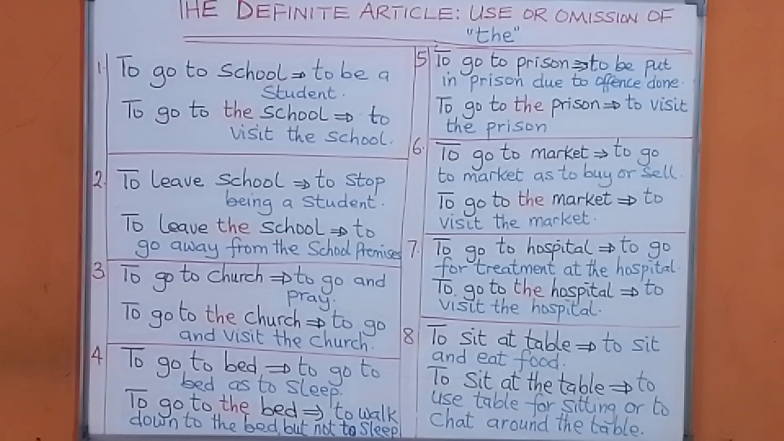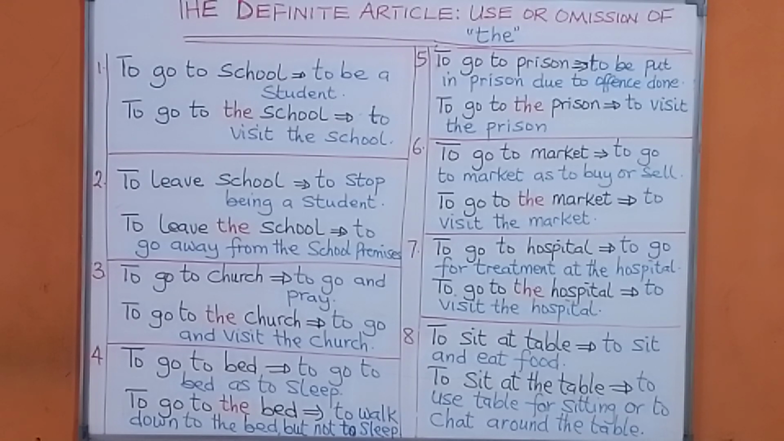To go to school means to be a student. To go to the school means to visit the school. To leave school means to stop being a student. To leave the school means to go away from the school premises. To go to church or to go to mosque or to go to synagogue means to go and pray. But to go to the church or to the synagogue means to visit the church or the mosque without taking part in any worship service, in any spiritual activity.